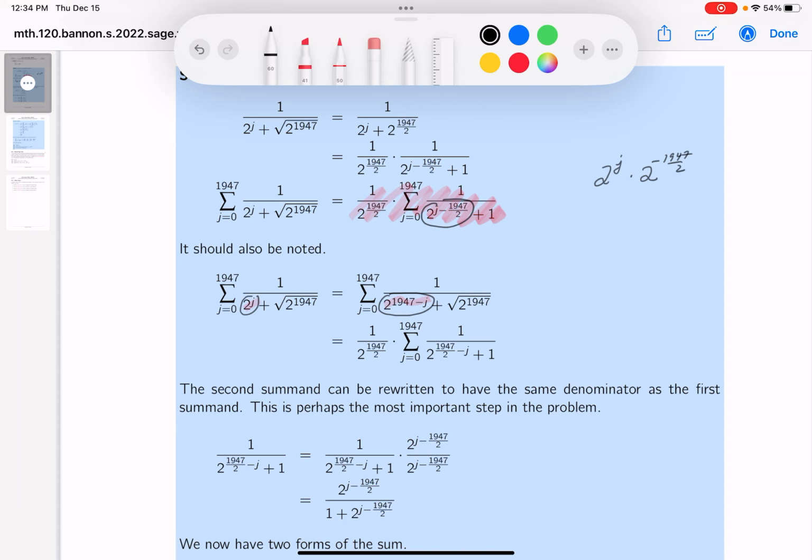Now, what are we doing over here? I'm going to write it in a different order. So I've got the j, and I'm going to write this down over here. It's going to be 2 to the 1947 minus j times 2 to the minus 1947 over 2. Well, I can simplify that, and that's going to be 2 to the 1947 minus 1947 over 2, which is 1947 over 2 minus j. And that's where that's coming from, right over here.